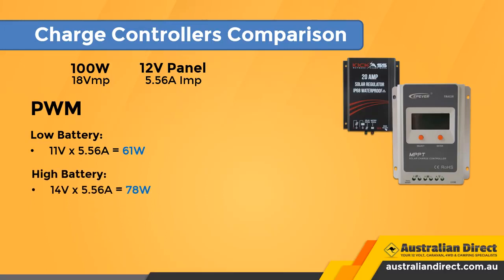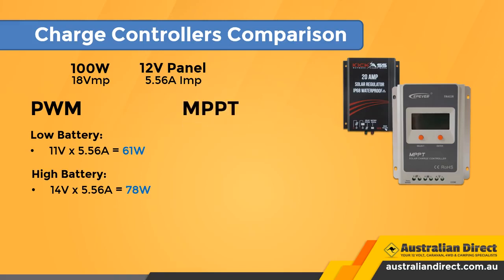When the battery is fuller, at 14 volts, more of the panel's available voltage is used. And with the same 5.56 amps, this charge controller is outputting 78 watts into the battery. 14 volts times 5.56 amps equals 78 watts.